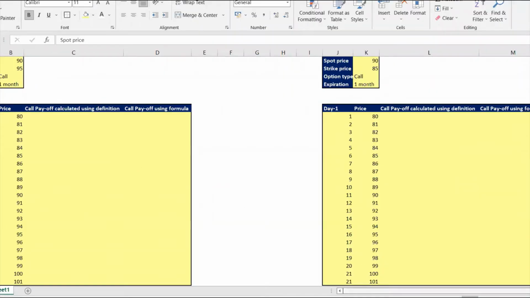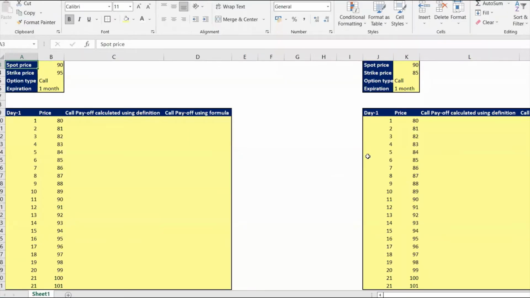So, let me switch my screen back to this. This is a situation wherein, say for example, you have some stock whose current price is 90, and the strike price at which you want a right to buy is 95. So you are basically bullish on that stock price.